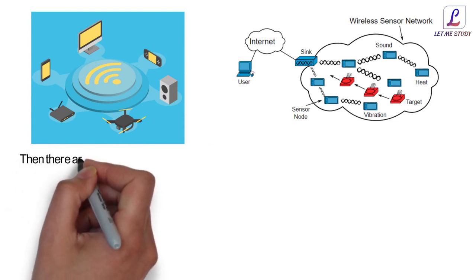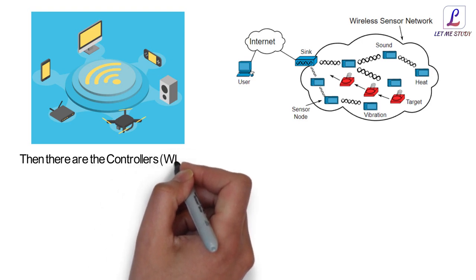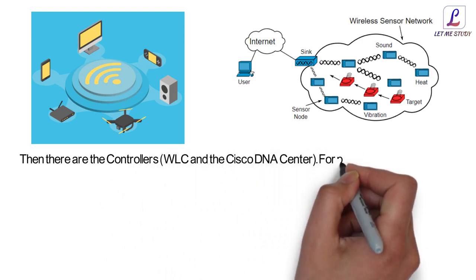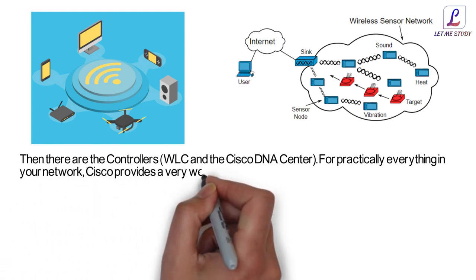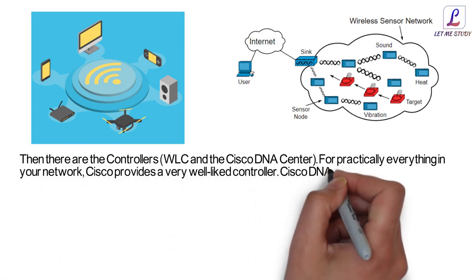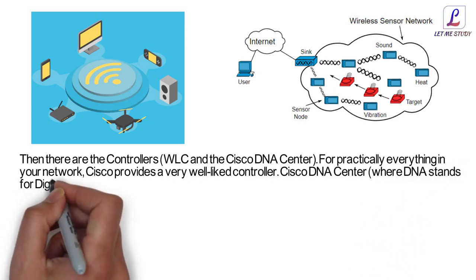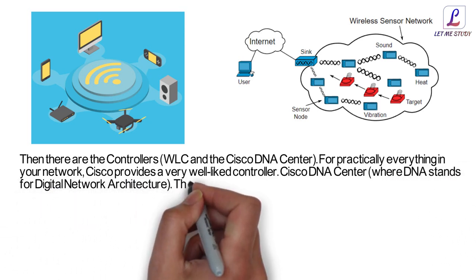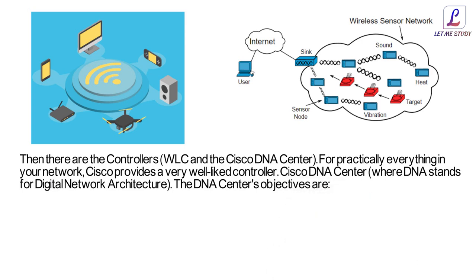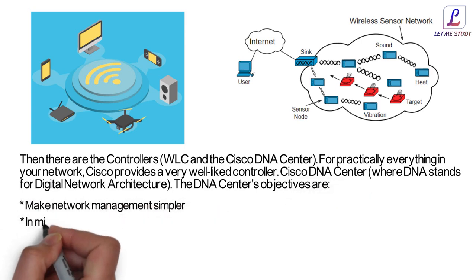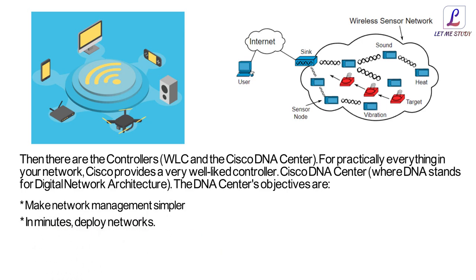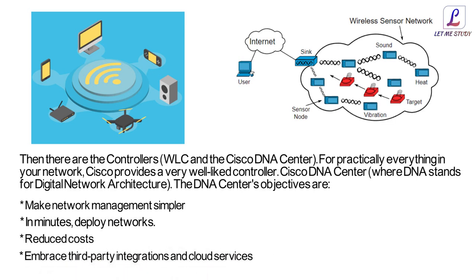Then there are the controllers, WLC and the Cisco DNA Center. For practically everything in your network, Cisco provides a very well-liked controller. Cisco DNA Center, where DNA stands for Digital Network Architecture. The DNA Center's objectives are: make network management simpler, deploy networks in minutes, reduce costs, and embrace third-party integrations and cloud services.